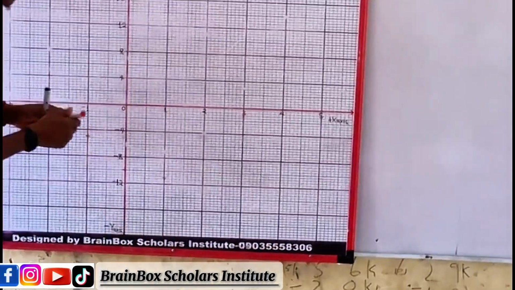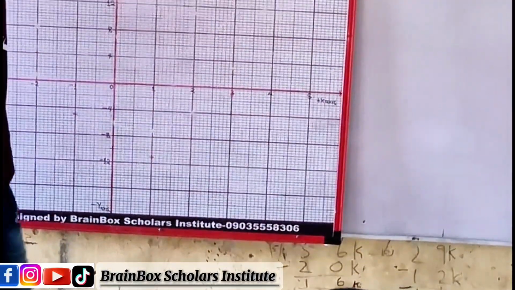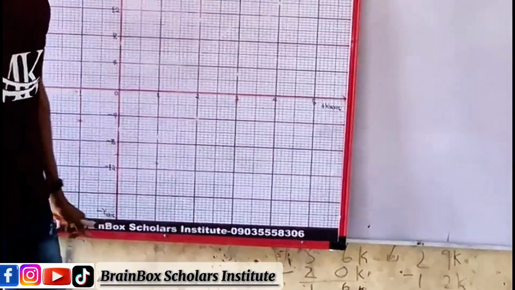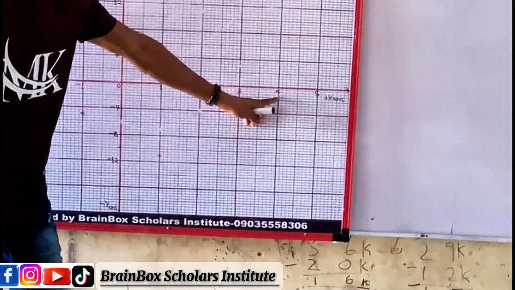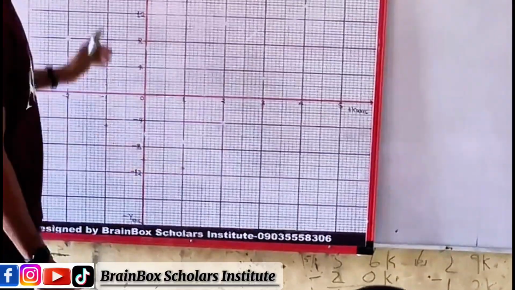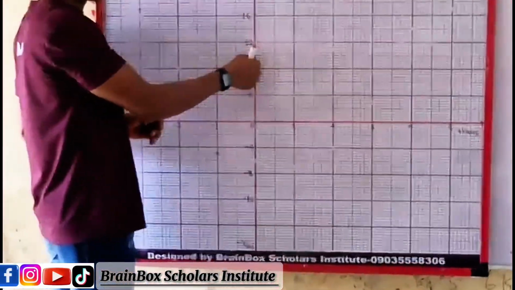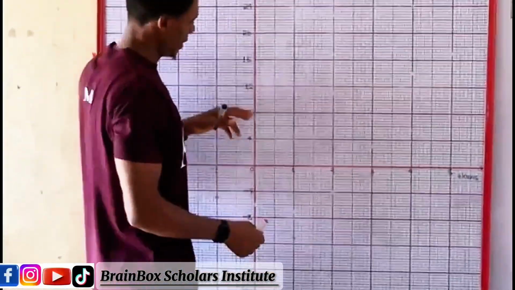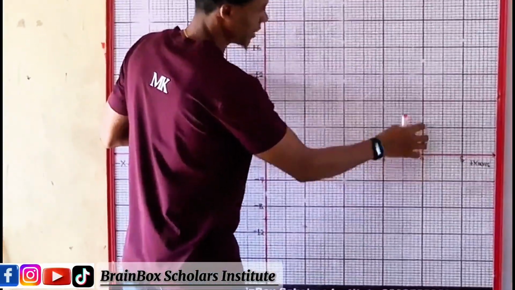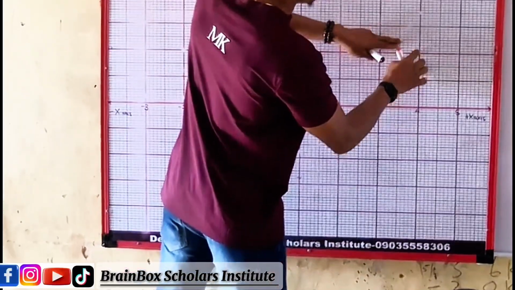Now what are you doing? 4 and 10. So 4 on the x and 10 on the y. So where is 10 here? That should be the middle, right? This is the middle. So 4 here. Where is 10? Here is 10. Okay? So they are meeting here.